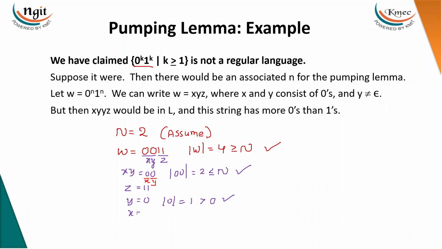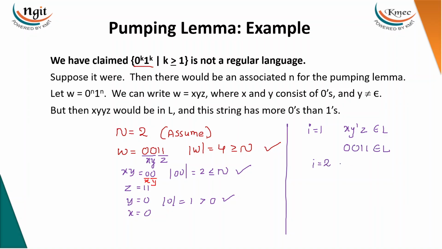And what is x here? 0, as there is no condition. And what we can do here, take i equivalent to 1. x, y power 1, z belongs to L, otherwise it is not regular. x means 0, y means 0, z means 1, 1. Yes, it belongs to L. Number of zeros followed by equal number of ones.